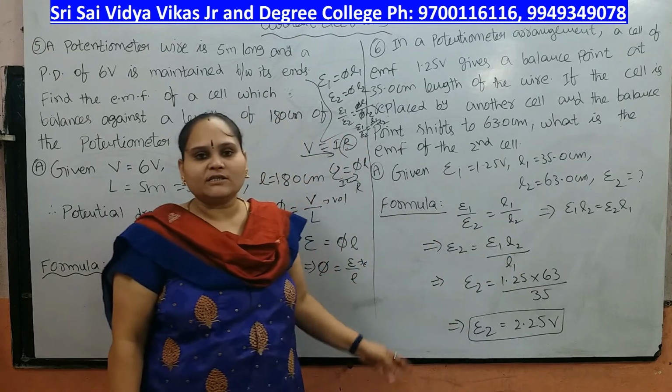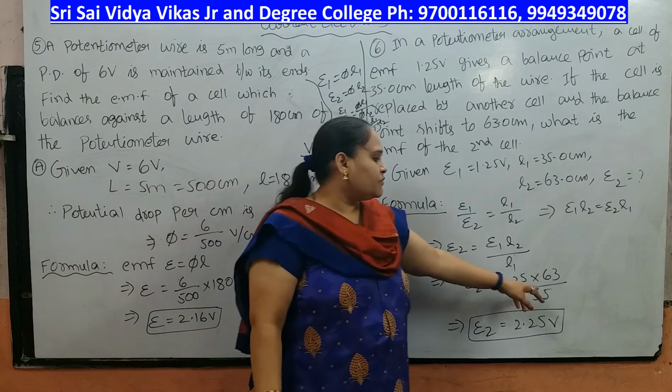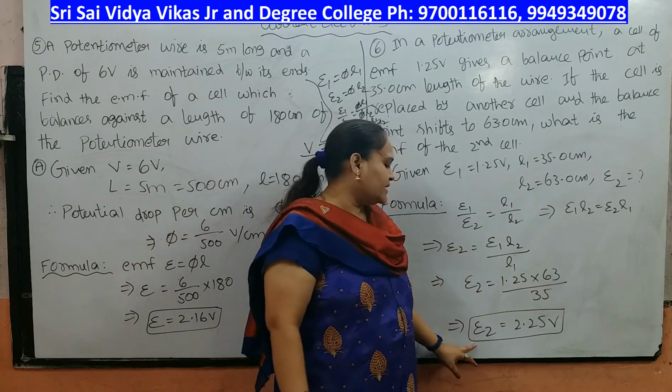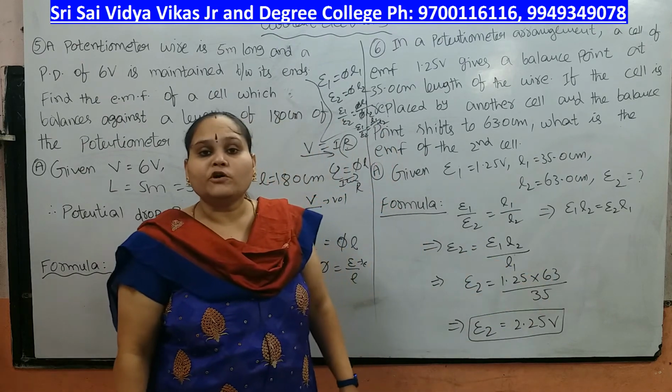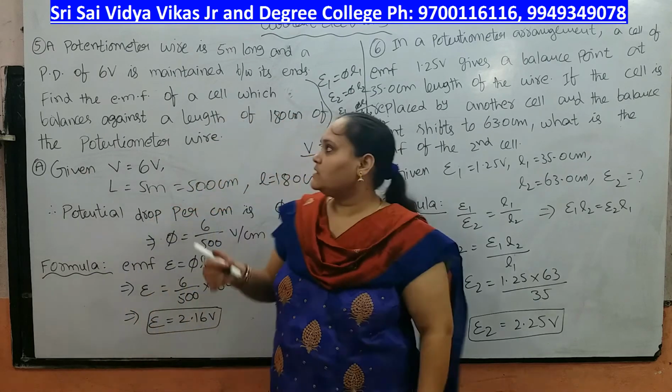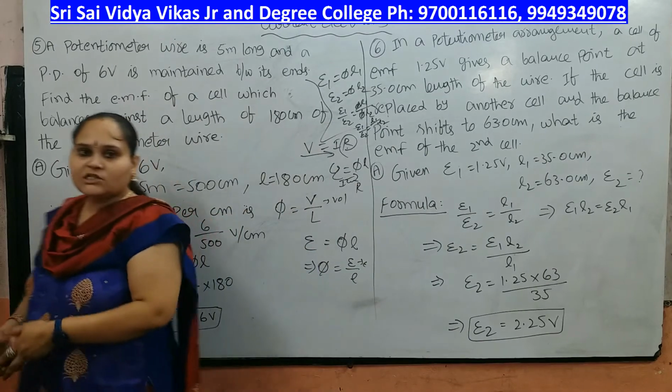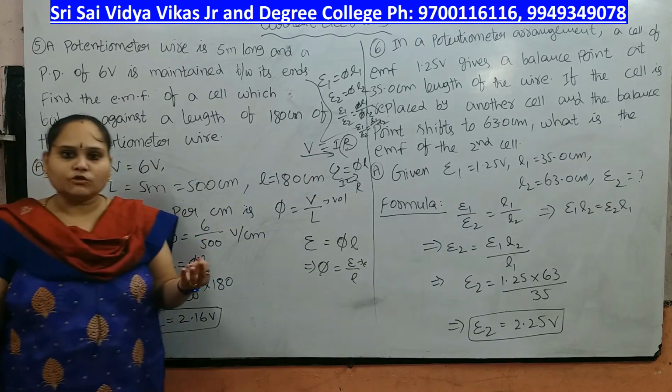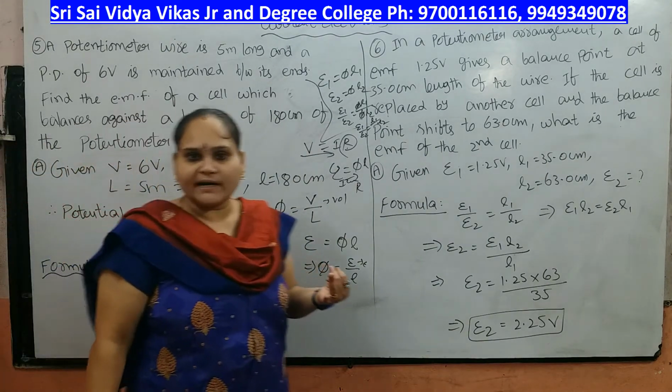Substitute all these values. Epsilon 2 equal to 1.25 into 63 by 35. We will get epsilon 2 equal to 2.25 volts on simplification. So once I will repeat it. In this we have just the voltage value, the total length of the wire and the small length of the wire given.